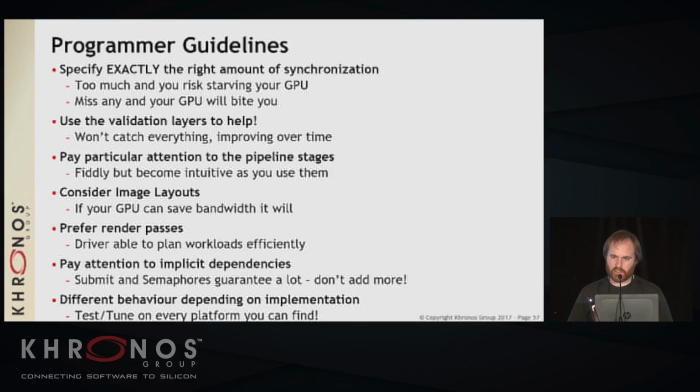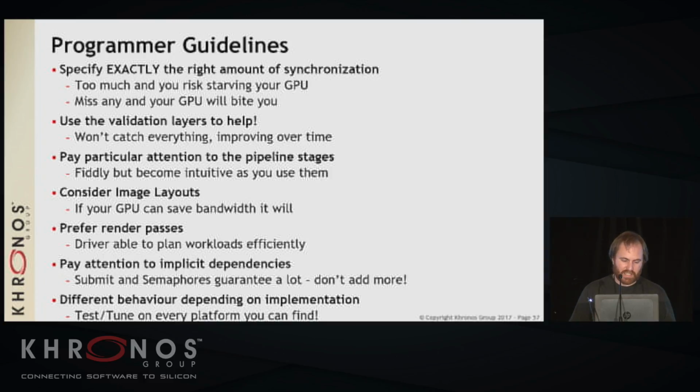Within the synchronization stuff themselves, do pay attention to the pipeline stages you're asking for. Think about your image layouts, because if you get them right, you can really hit a sweet spot of performance. Do prefer render passes for your synchronization. They give the driver an opportunity to pre-plan stuff that you wouldn't otherwise get with the manual pipeline barriers and events. And do pay attention to any implicit dependencies. There's no point flushing all your caches if you know that a Semaphore's already guaranteed that that happened. So you don't want to do more unnecessary work than is needed.